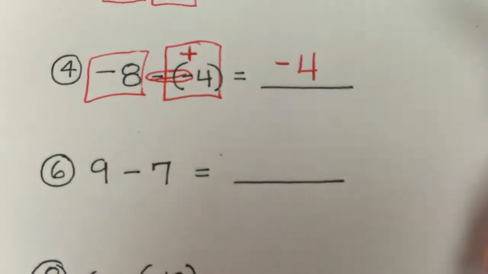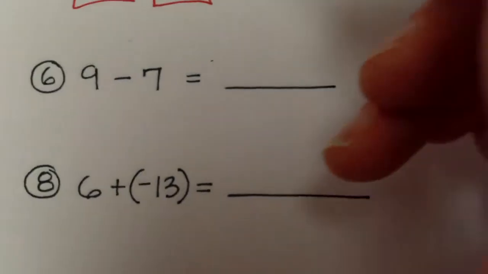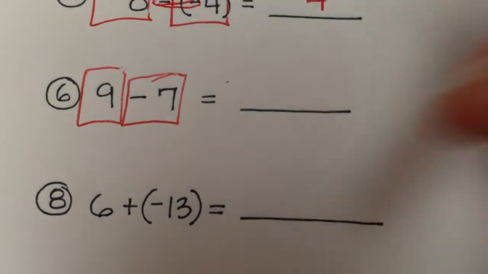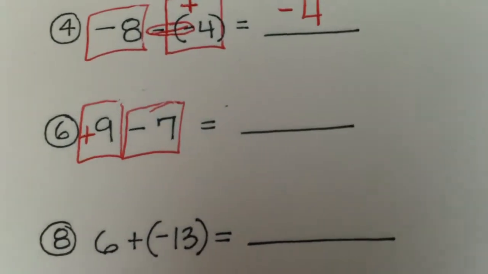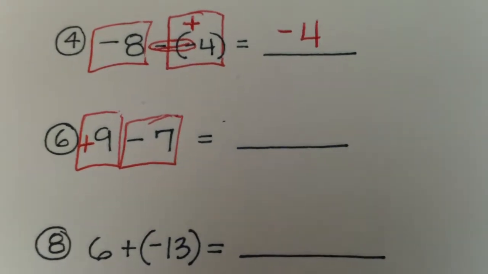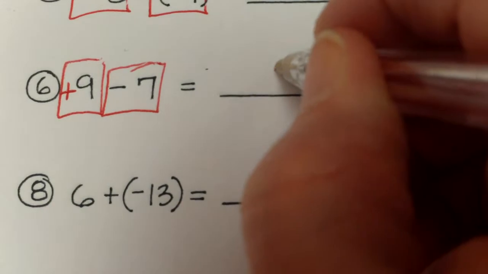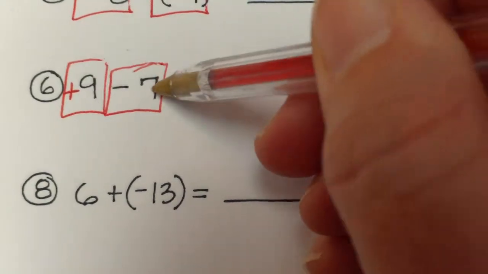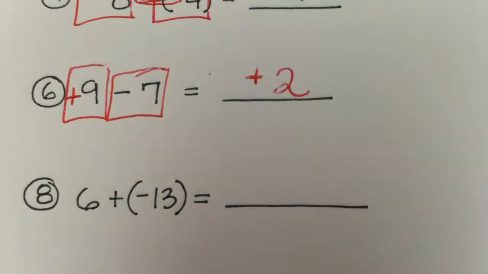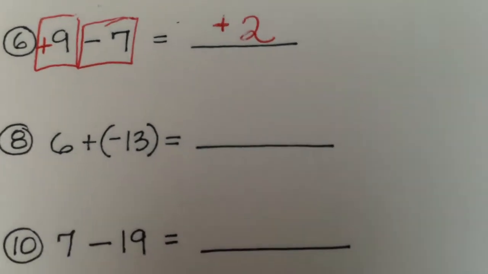Next one, 9 minus 7, no double negatives. So we simply box our integers with the sign directly in front. This has no sign, so we assume that it is a positive, yielding us opposite signs. Opposite signs subtract. 9 minus 7 is 2. 9 is larger than 7, therefore our answer gets a positive 2.